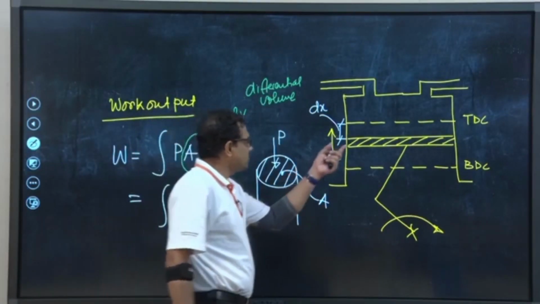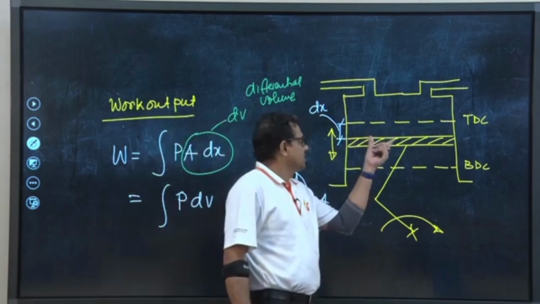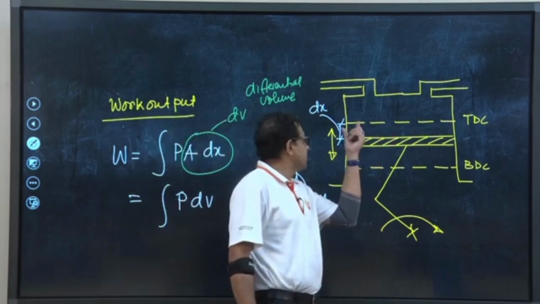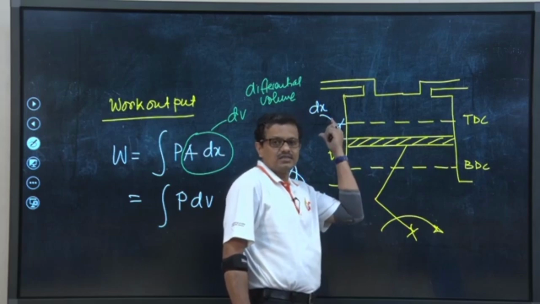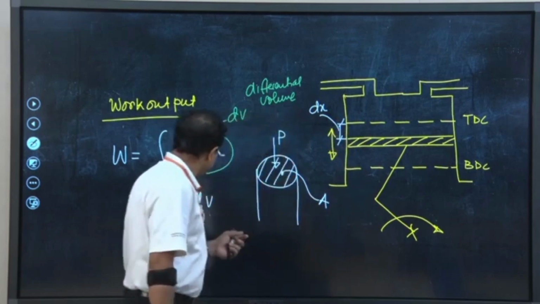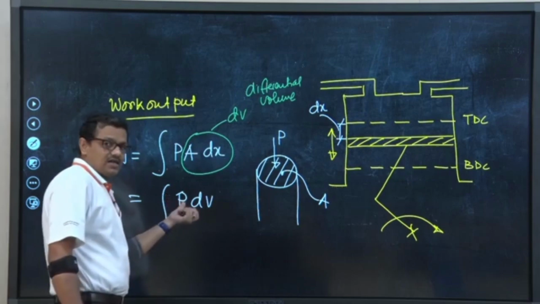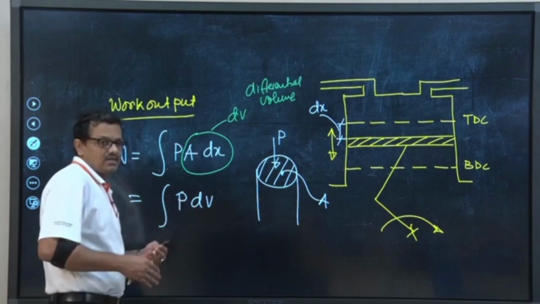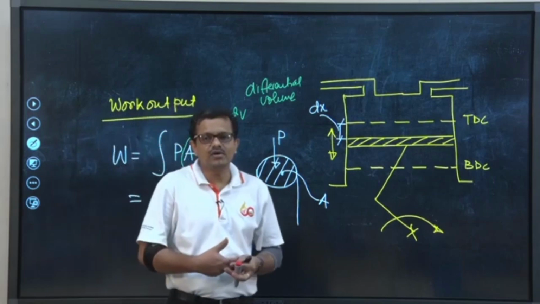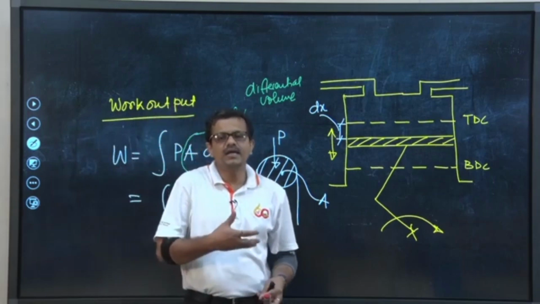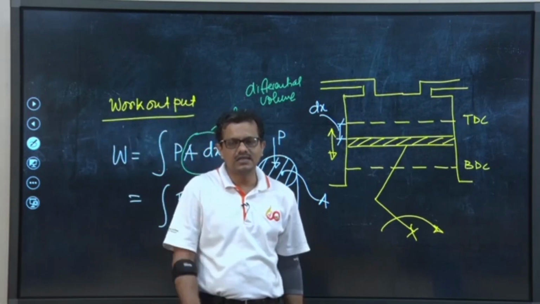So, this is the differential volume displaced. The piston has displaced by an amount dx, so this is the differential volume. Now, the question is, this is basically the pressure, which is very important to predict the amount of work we will be getting inside the engine cylinder.